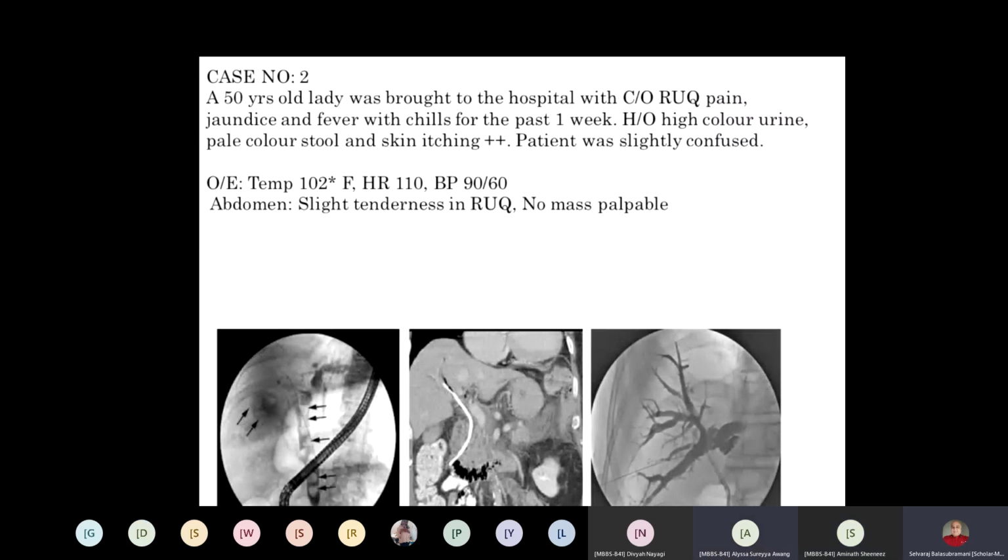Suppurative cholangitis. Very good. Excellent. Why are you telling it is suppurative? You haven't even told me it is cholangitis. You told straight away suppurative cholangitis. Why are you telling it is suppurative cholangitis? You are correct, 100% correct. Reynolds pentad. Yeah, Reynolds pentad. Very good. What is this Reynolds pentad?